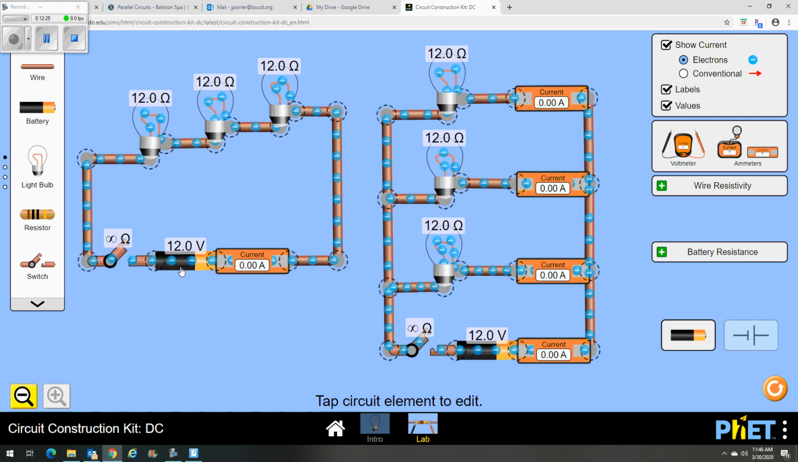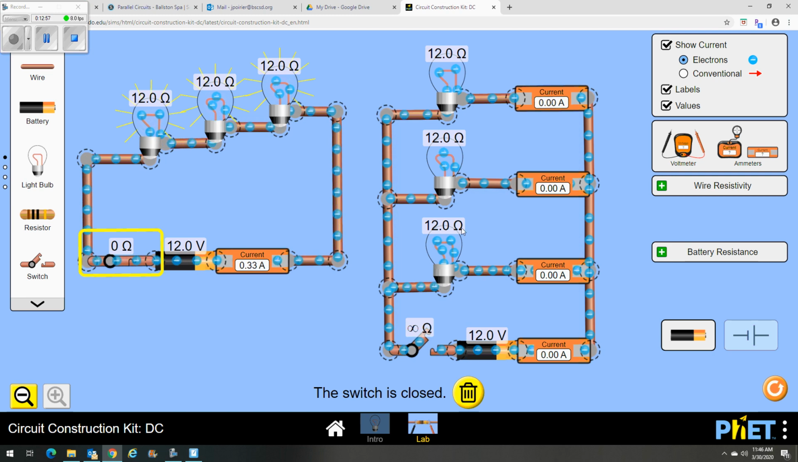Well, the best way to predict brightness is with the potential difference rule. In series, it says that the battery potential difference, V total, is equal to the sum of the individual potential differences. So if there are three bulbs and there are 12 volts to go around and they must share, that must mean that they get 4 volts each. So I'll say they'll only be semi-bright if I turn the switch on because they have to share the full 12 volts.